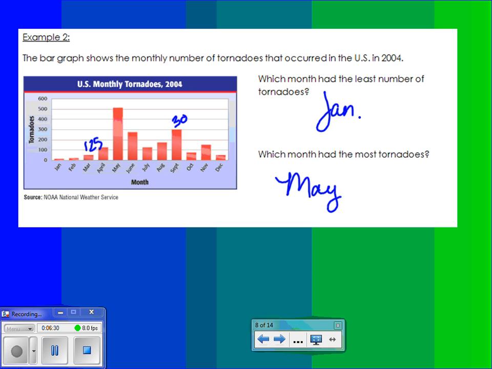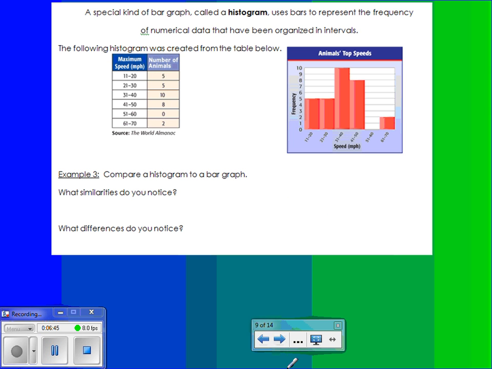And what's this one worth? 300. So how many more in September than March? About 175. Okay, so about a 175 difference. So that's interpreting the bar graphs. Do y'all have any questions about those bar graphs? No. Okay, you've seen those before.